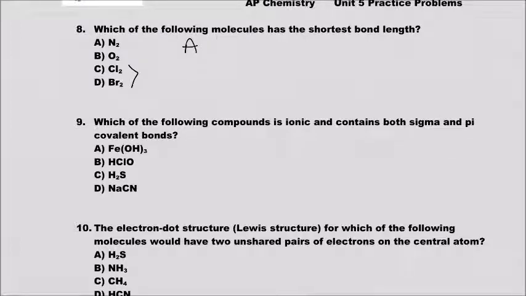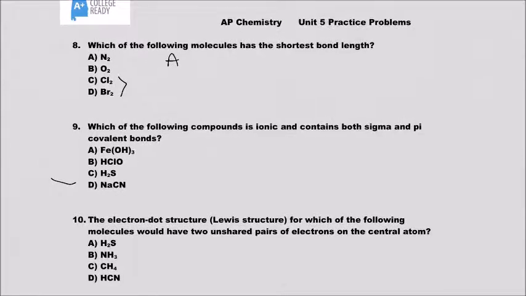All right, number 9, which of the following compounds is ionic and contains both sigma and pi bonding? Sigma and pi covalent bonds, which is sigma and pi bonding. Okay, so I need stuff that's ionic. Now remember, ionic compounds are a connection between positive and negative ions. So let's see if we can rule anything out just from that. So I see B and C are all nonmetals, so I'm going to rule those out. And then now I'm down to A and D.